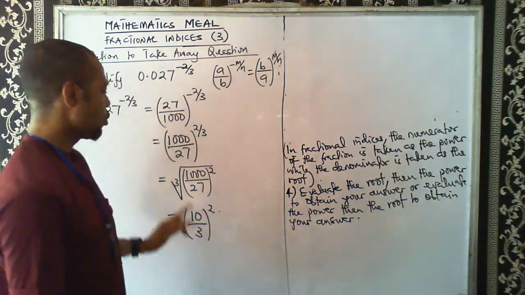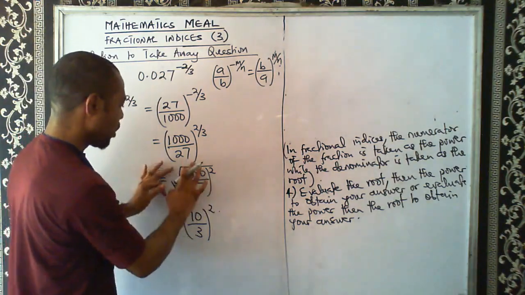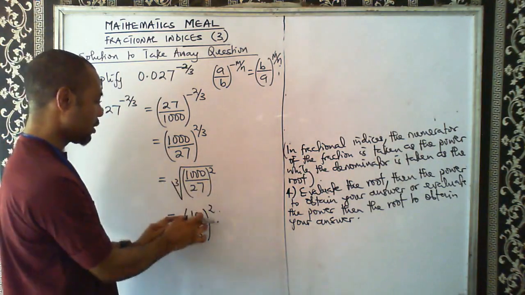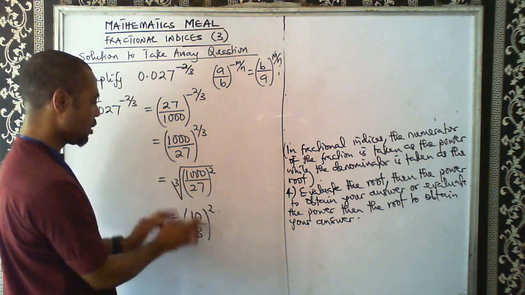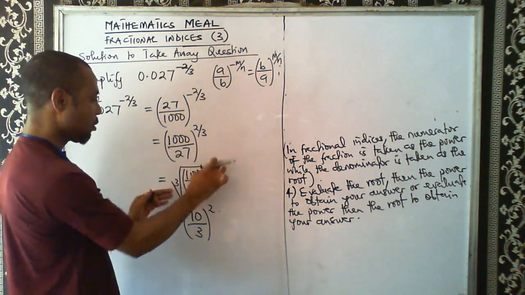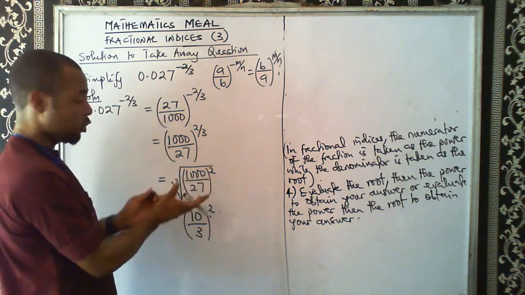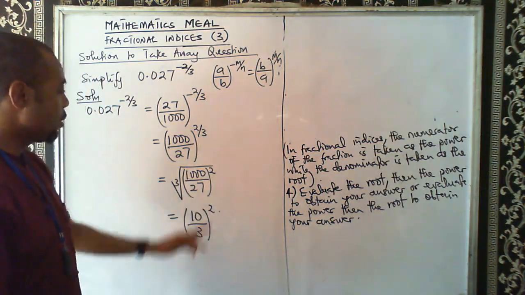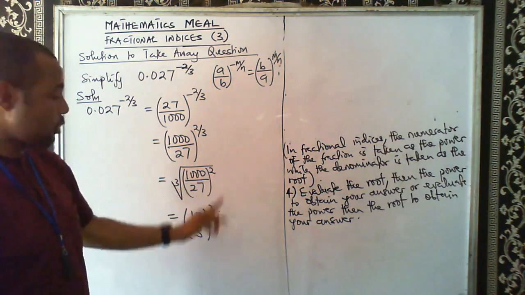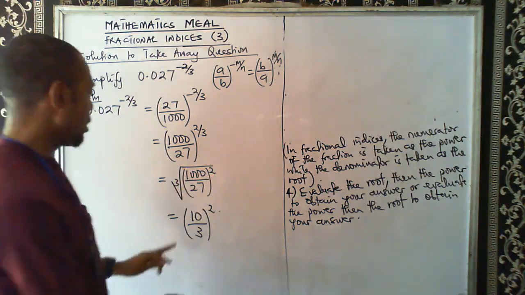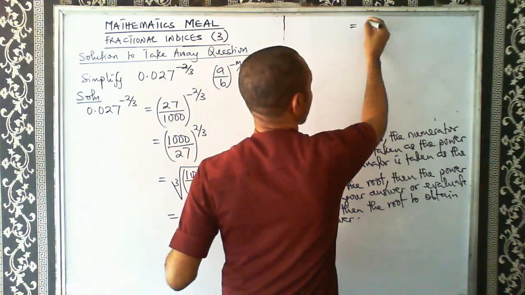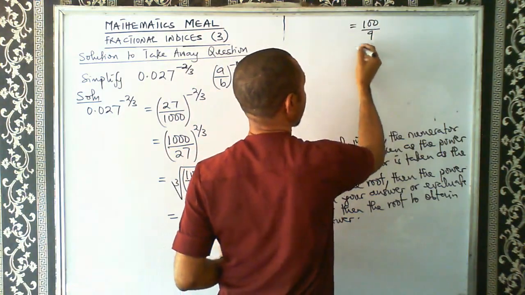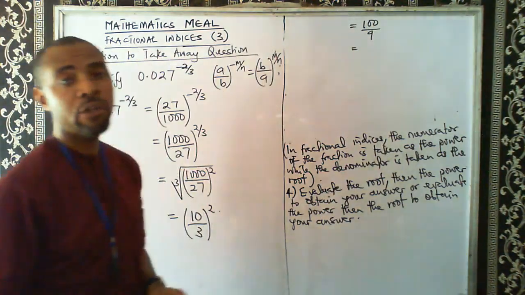So we have evaluated the root, and that's why the root is no longer here. This particular root function is gone because it has been operated here, so it's no longer needed. But we are yet to operate the power, so that's why the power is still here. So 10 raised to power 2 will give me 100, and 3 raised to power 2 will give me 9. So the answer is 100 over 9.